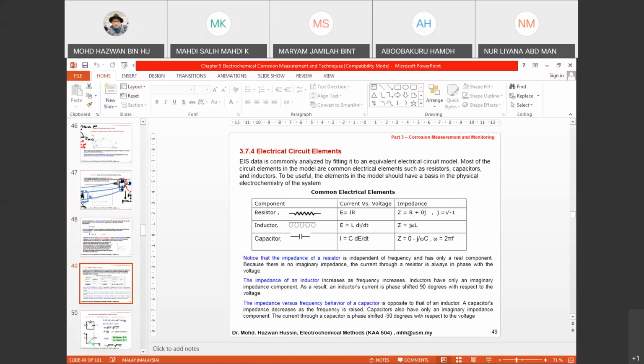The impedance versus frequency behavior of a capacitor is opposite to that of an inductor. A capacitor's impedance decreases as the frequency is raised. Capacitors also have only an imaginary impedance component. The current through the capacitor is phase shifted minus 90 degrees with respect to the voltage. So this is basically the explanation. You will get a resistor if you have mostly a real component, and you will get a capacitor mostly from imaginary impedance value.